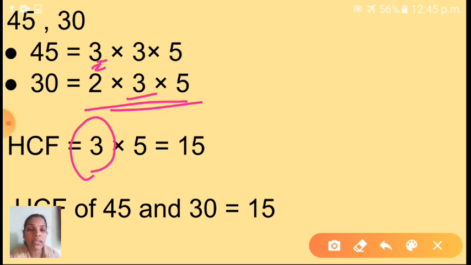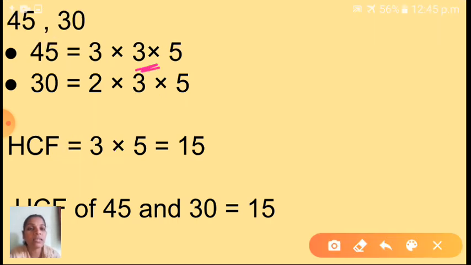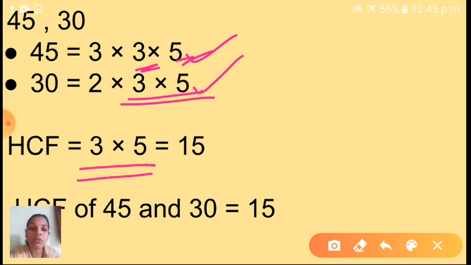Okay children, so 3 into, and here check another 3. Yes, here 3 is there, but here there is no other 3. Only 1 3 is there, isn't it children? And next one you have to see is 5. Here also 5 is there, here also 5 is there. So instead of these 2 5s, we have to take 1 5. So 3 into 5 is equal to 15. So the HCF of 45 and 30 is equal to what? 15. I hope you understood now. Is it easy children? Yes. Shall we go to the next one?